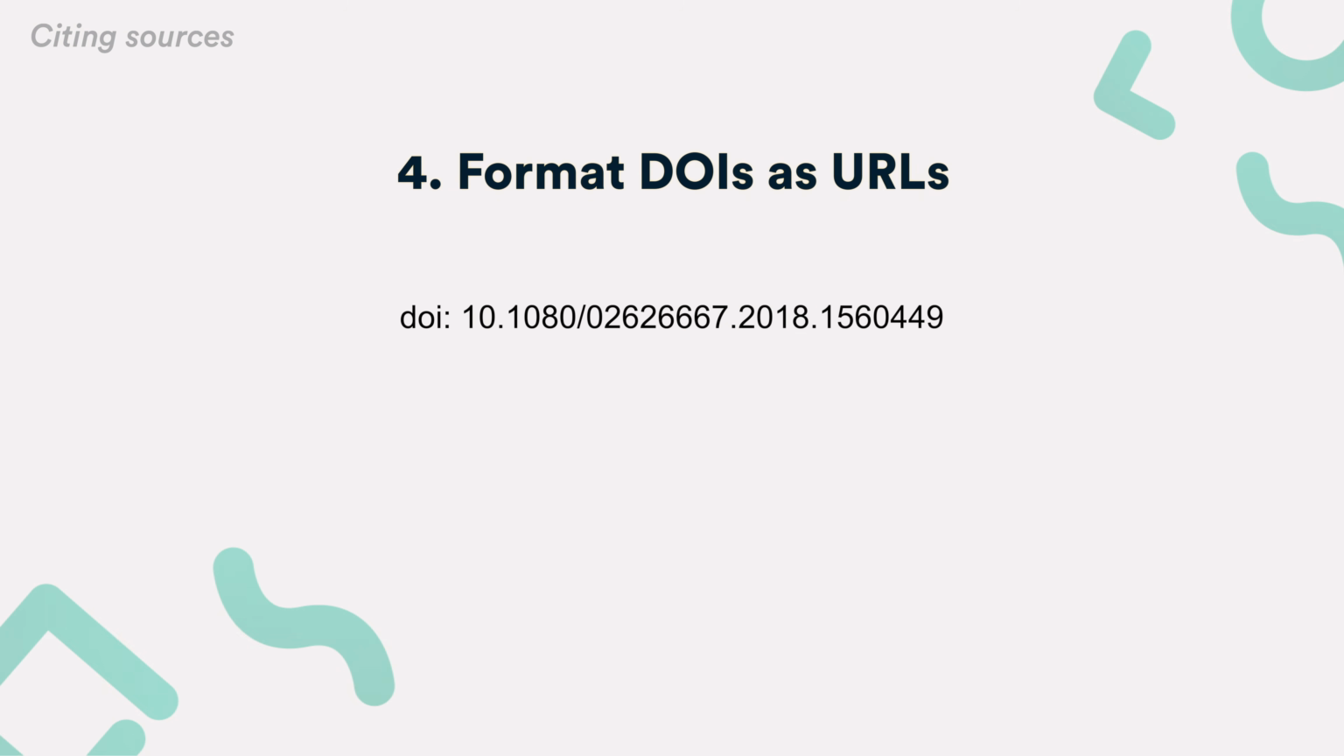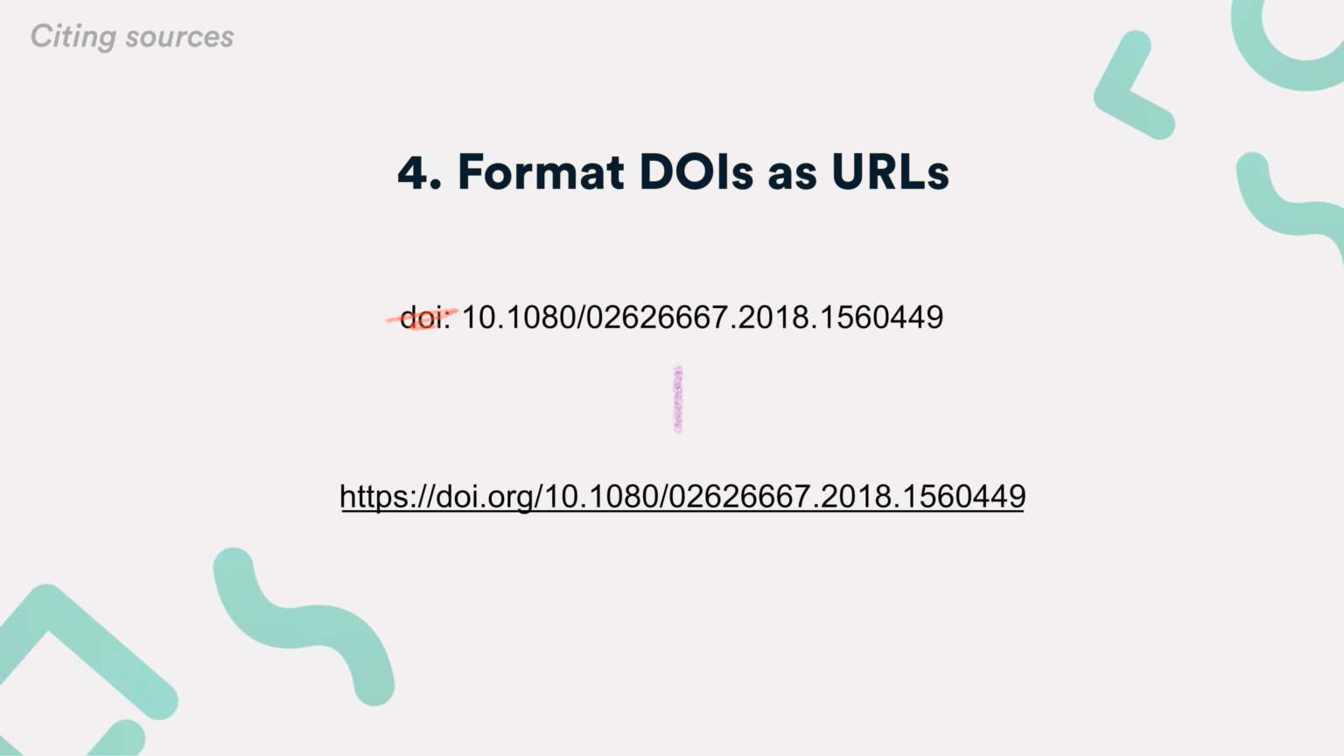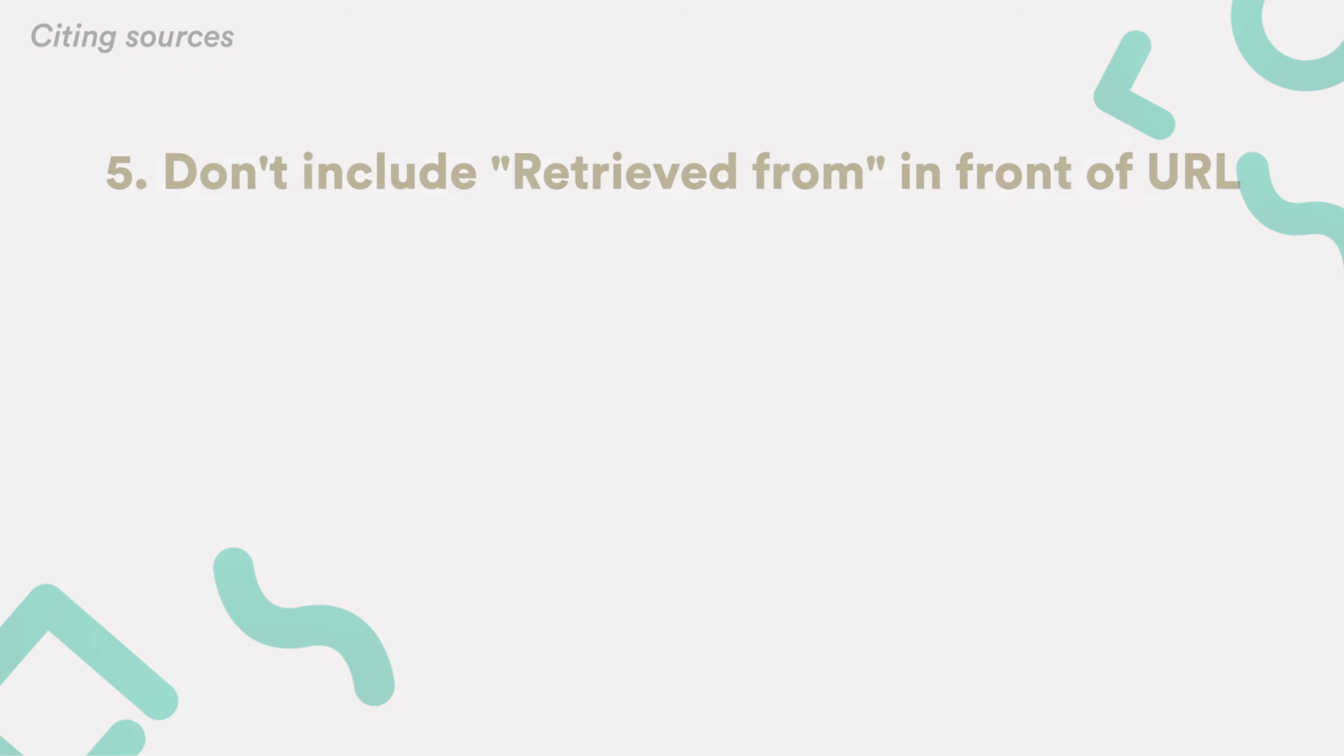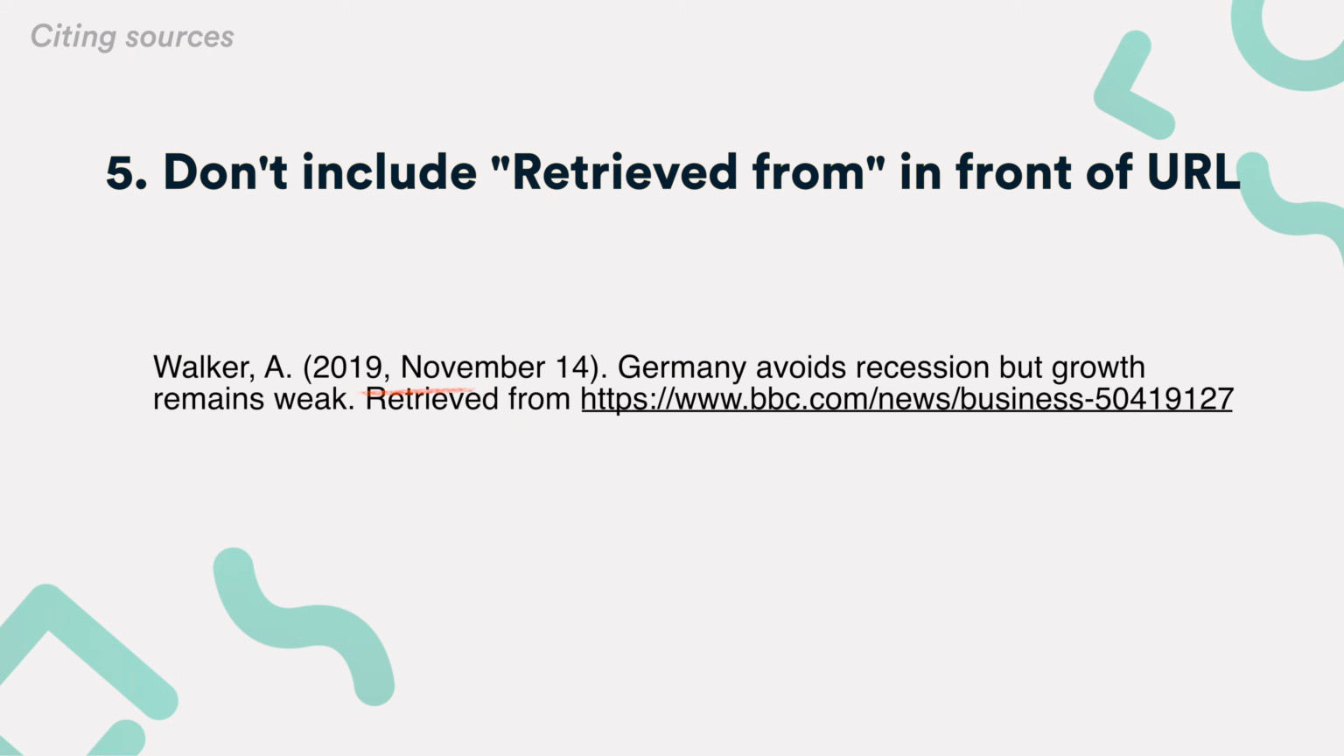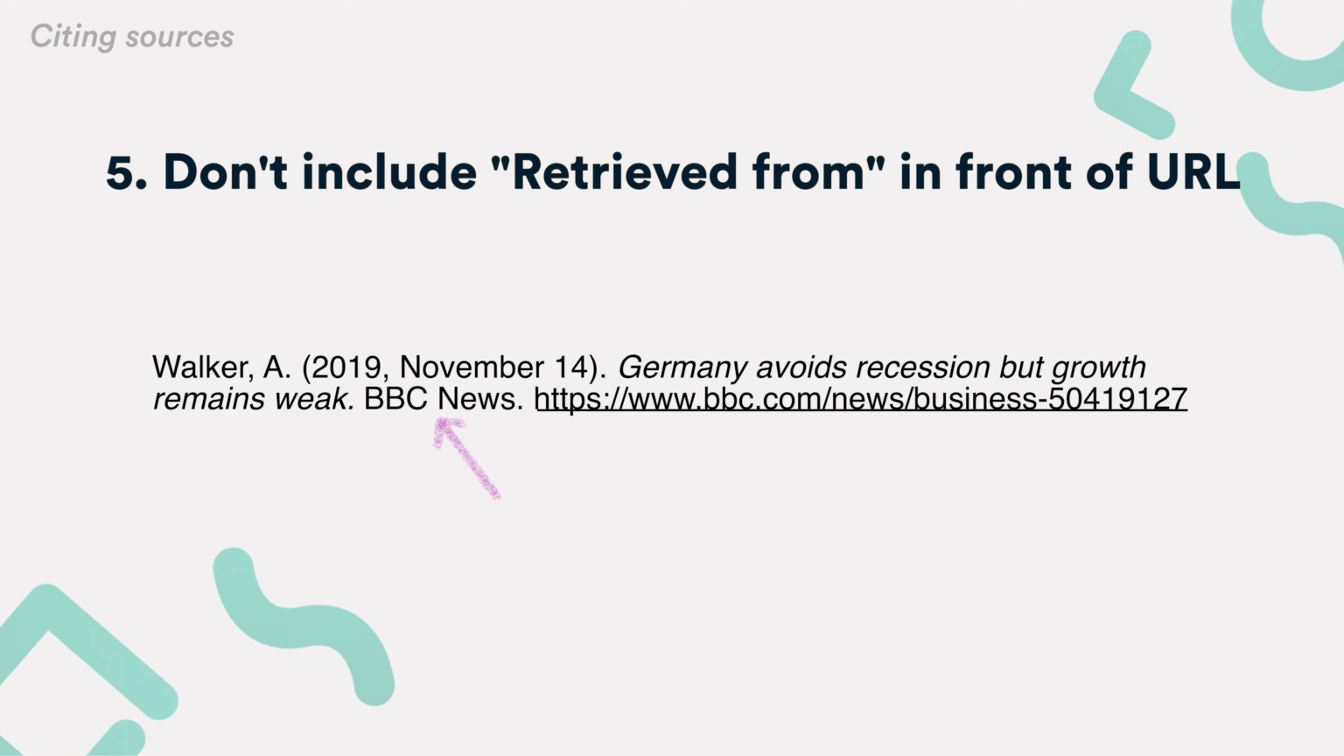Number 4. The label DOI: is no longer necessary. DOIs are now formatted as URLs. Number 5. You no longer need to write retrieve from in front of the URL, unless a retrieval date is needed. You now also include the website name, unless it's the same as the author.